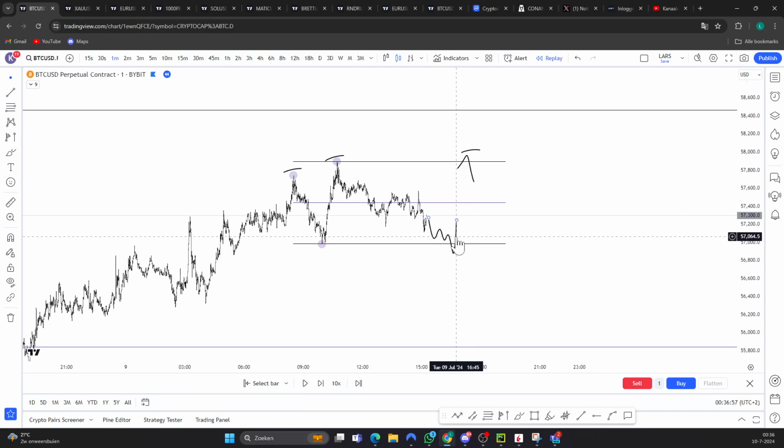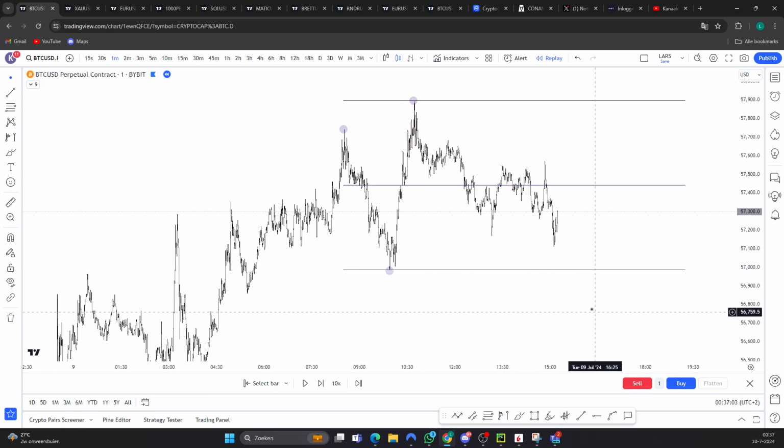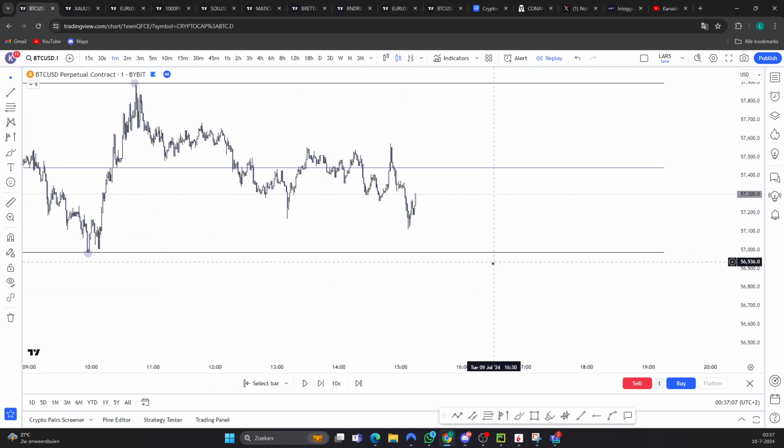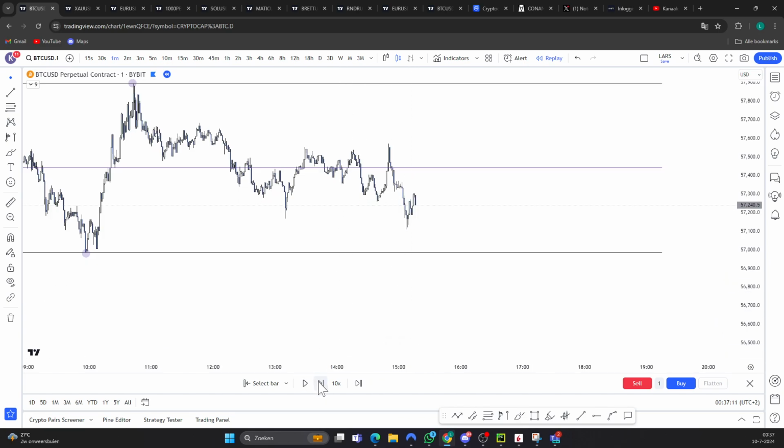So be aware of that whenever you have your targets ready for a range deviation trade. But that was basically my thought process. I was watching a sweep of the high, watching a sweep of the low. And then what actually happened coming into New York.